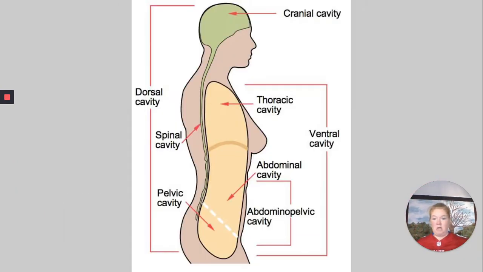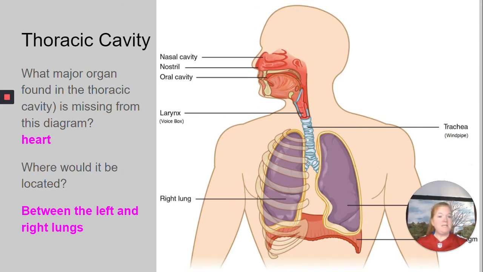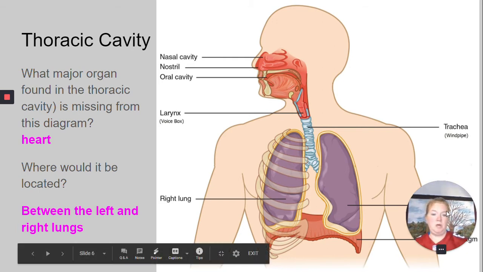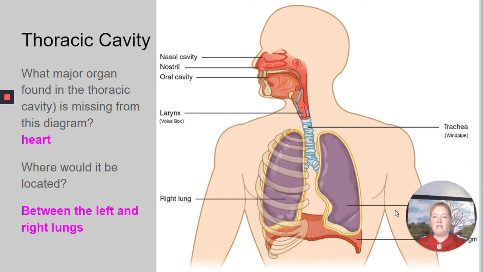Again, another way to look at the cavities, you can see the ventral cavities are much more contained than the dorsal cavities. Here we focus on the thoracic cavity, which is the space for your heart and your lungs. Notice in this image, you do not see the heart, but it would be located in the center of the chest between the two lungs. Here, you can see that the heart is in fact tilted slightly to the left, as there is a little bit of an indent in the left lung, making it slightly smaller.